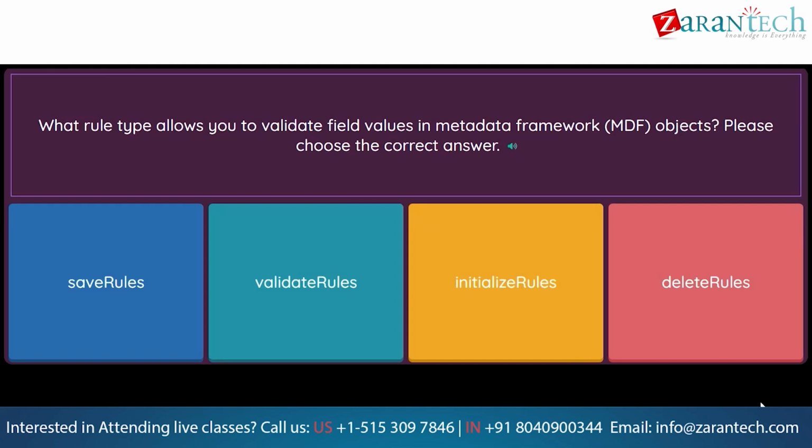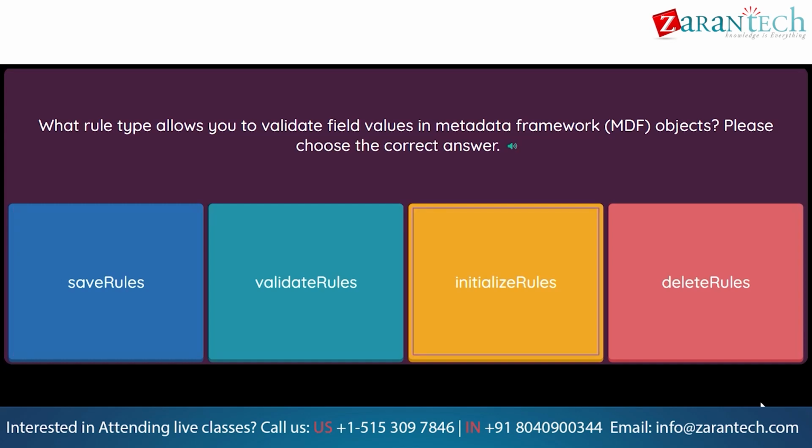Question: what rule type allows you to validate field values in metadata framework, MDF, objects? Please choose the correct answer. Option 1 save rules. Option 2 validate rules. Option 3 initialize rules. Option 4 delete rules.